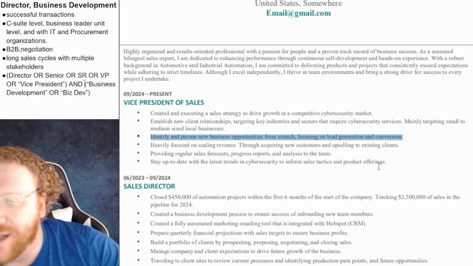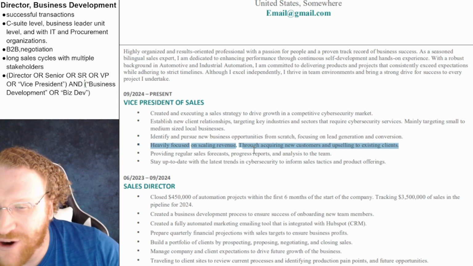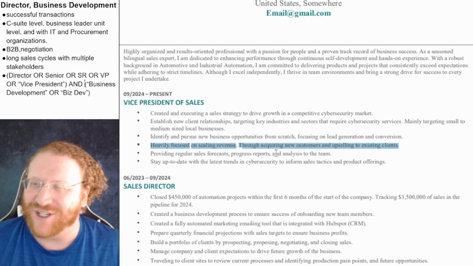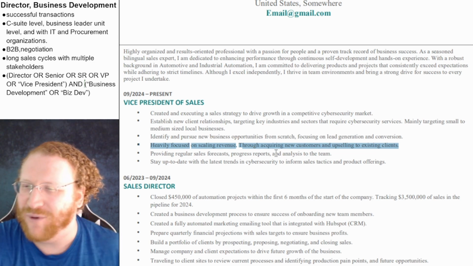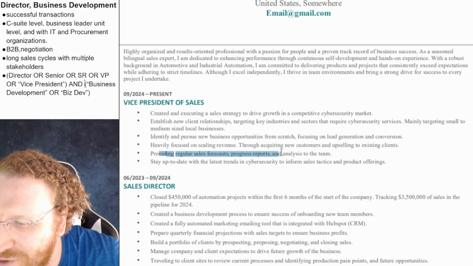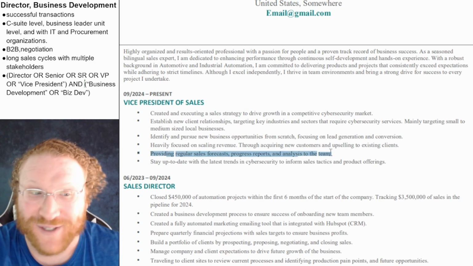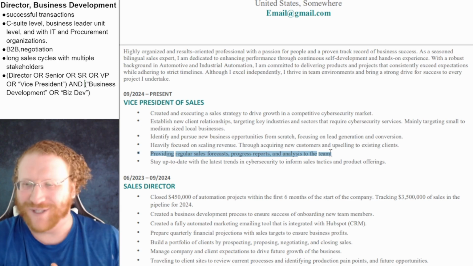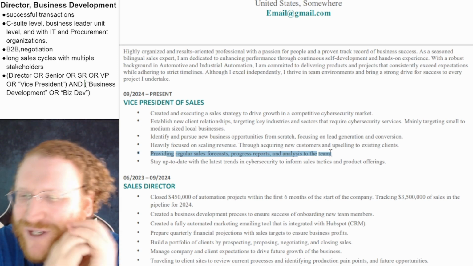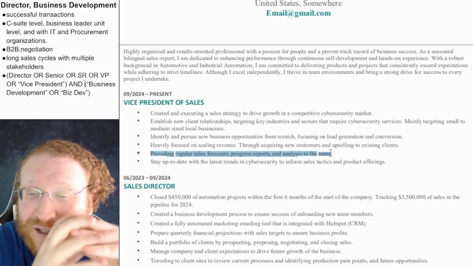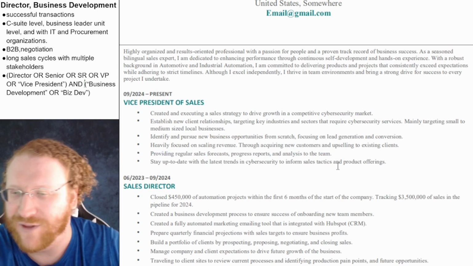Heavily focused on scaling revenue. How? Through targeting. And what was the result of that? You're just telling me the what. You're not telling me the how or the why. Providing regular Salesforce product report analysts to the team. That's fine. I like that. But what team? How big was the team? Was it your team? Was it the other person's team? Stay up to date with the latest trends in cybersecurity to inform sales tactics and product offerings. That one's actually solid. I don't think you need to change anything.